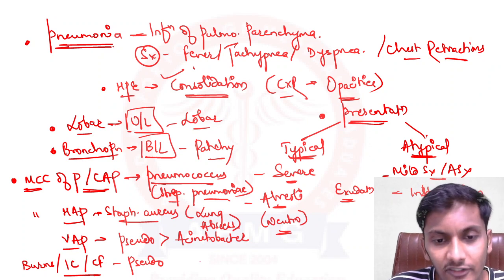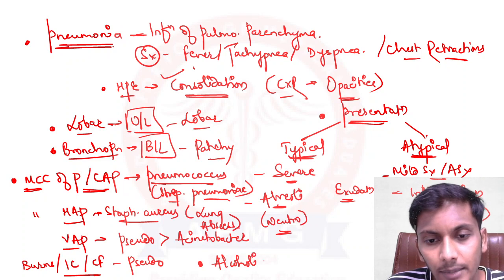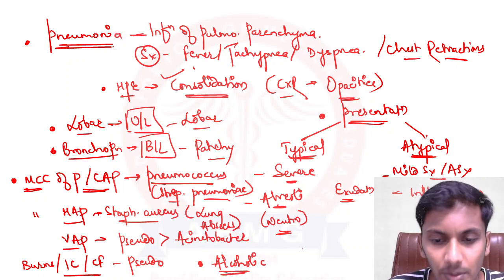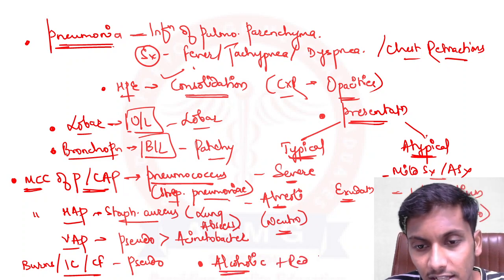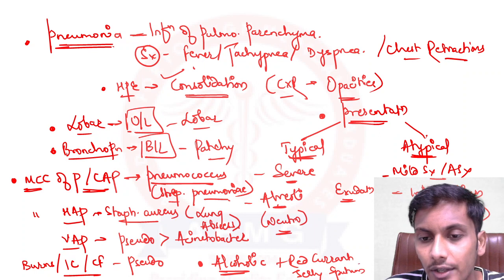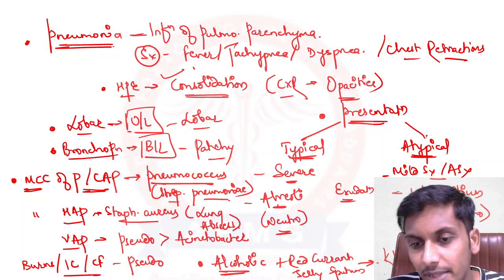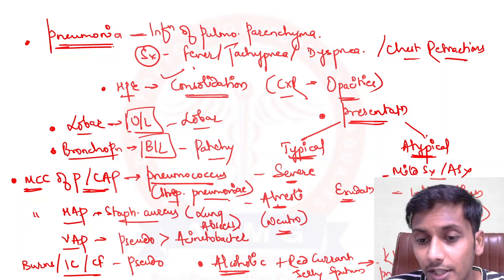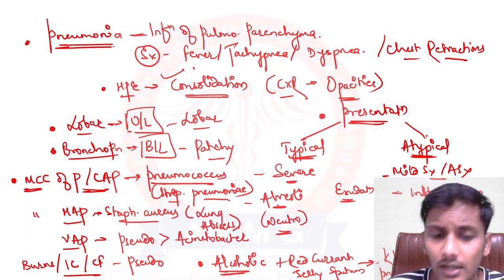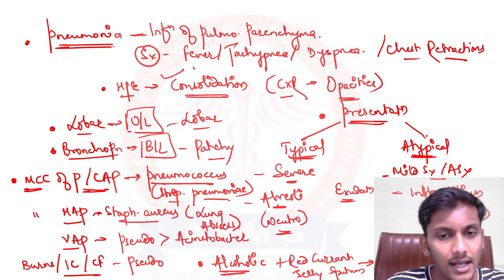Then, if a patient of pneumonia presents to you, but he is an alcoholic, so an alcoholic patient presents with symptoms of pneumonia along with red currant jelly sputum, then the most common cause for pneumonia would be Klebsiella pneumoniae. Very important one. So, alcoholic patient with pneumonia symptoms along with red currant jelly sputum, Klebsiella pneumoniae.